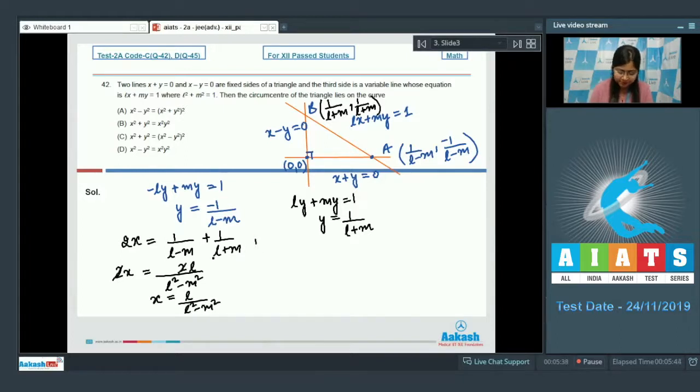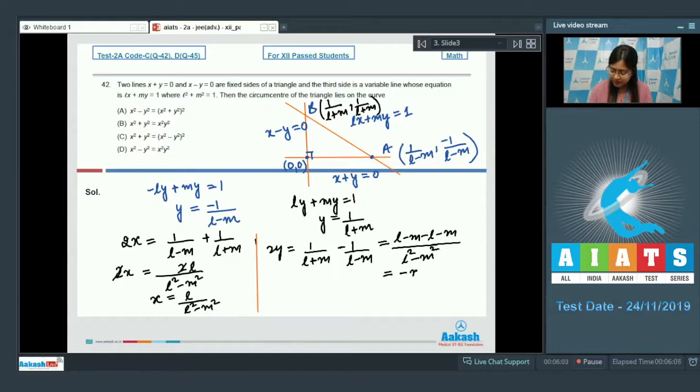Similarly, let's find now the y coordinate, and that will be 2y equal to 1 divided by l plus m minus 1 divided by l minus m. So that is equal to (l minus m minus l minus m) divided by l square minus m square, which is equal to minus m divided by l square minus m square, equal to y.